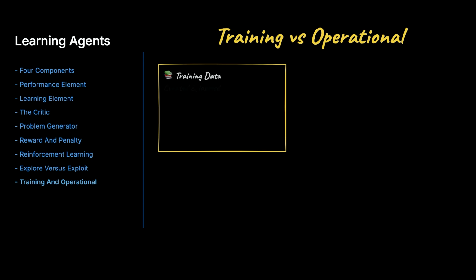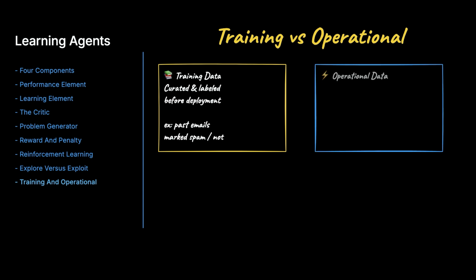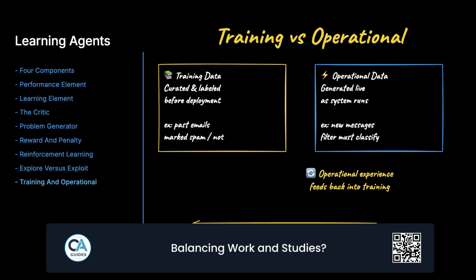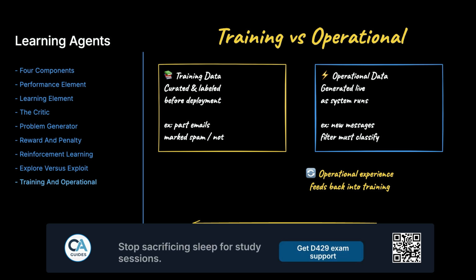One more distinction examiners love: training data versus operational data. Training data is the curated, often labeled material used to teach the model before deployment, like past emails labeled spam or not. Operational data is generated live as the system runs, like new messages your filter must classify. Operational experience can feed back into training.